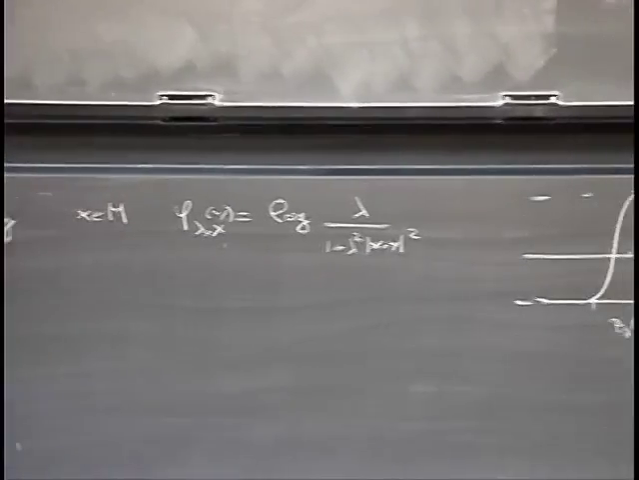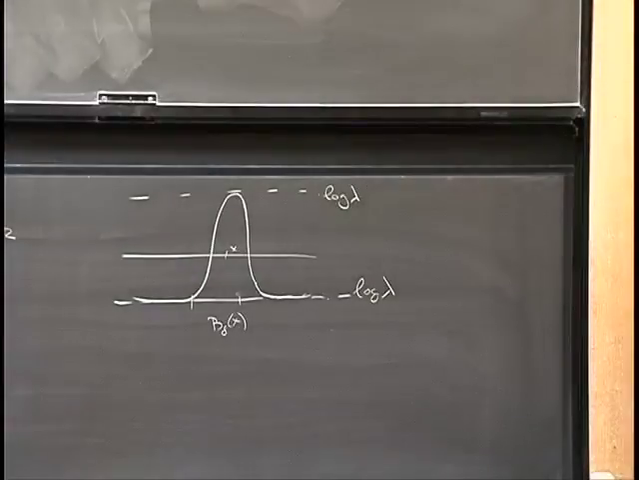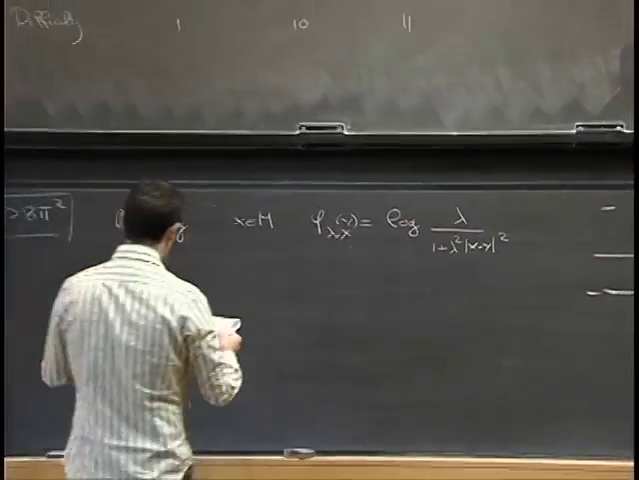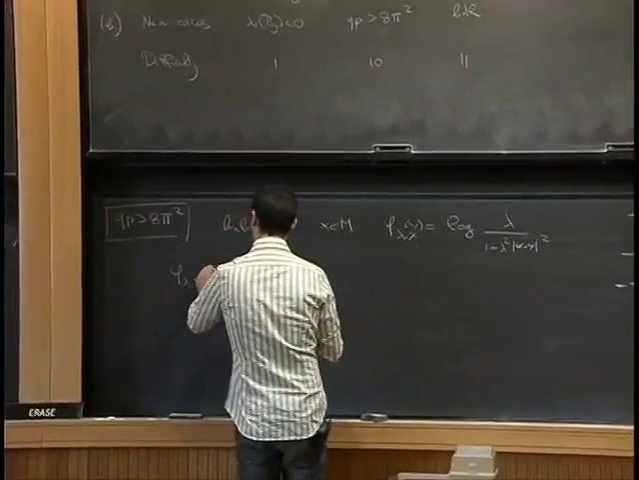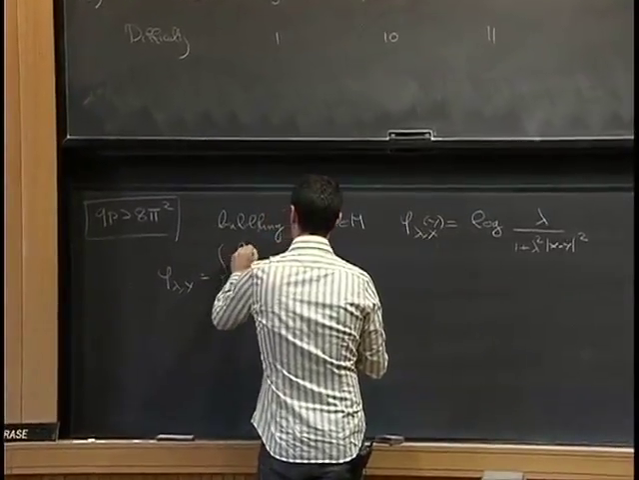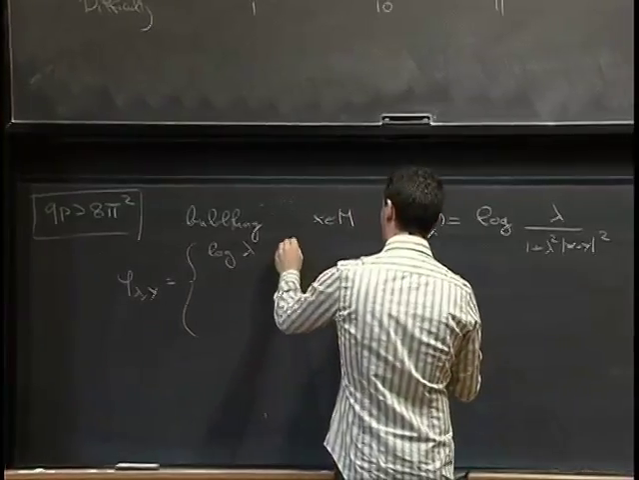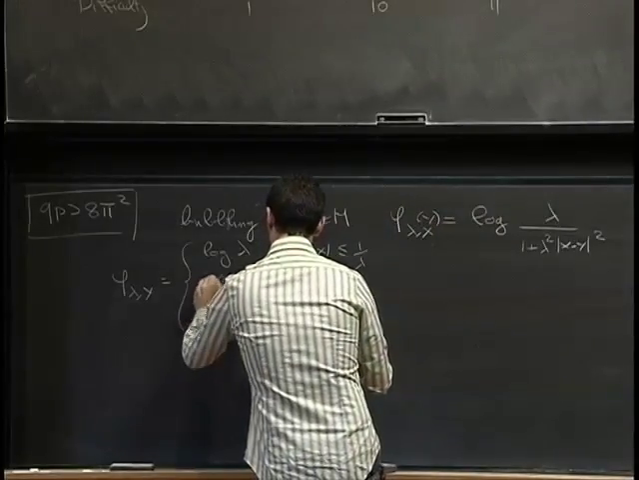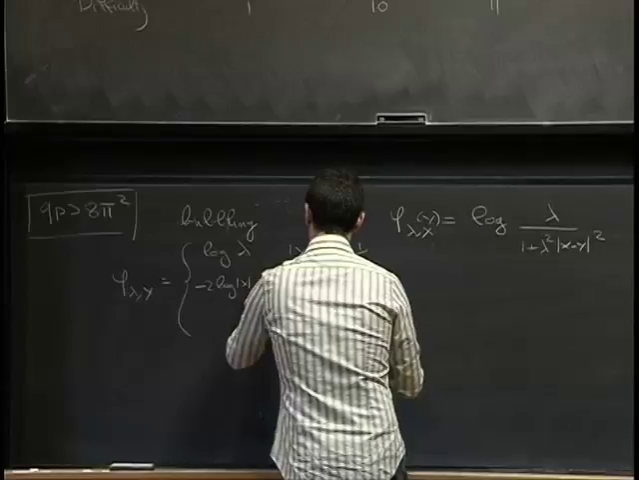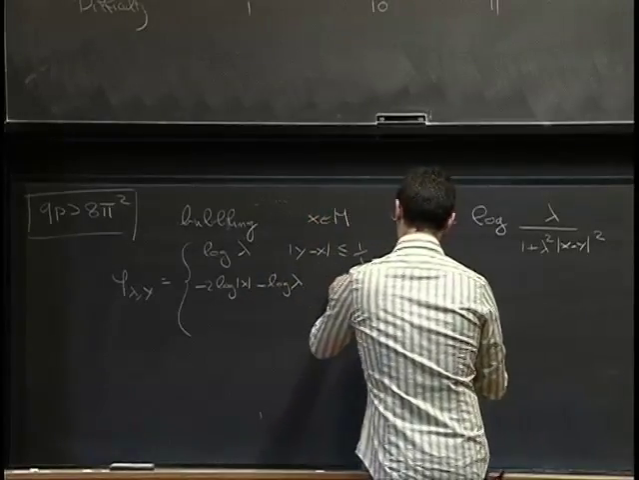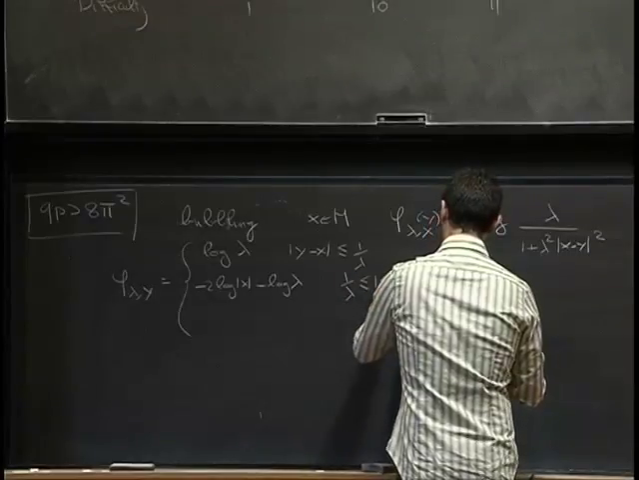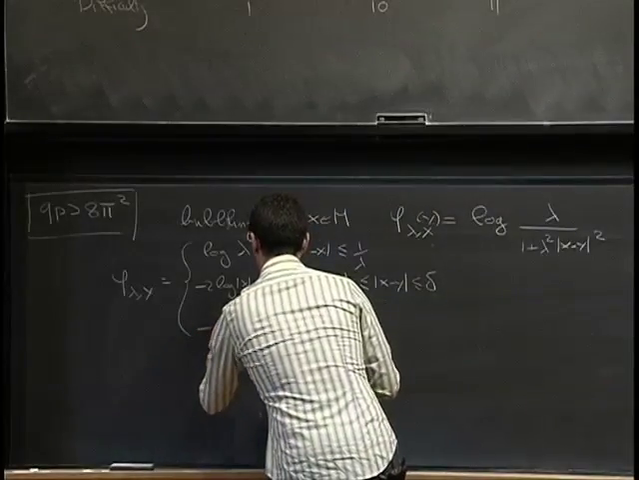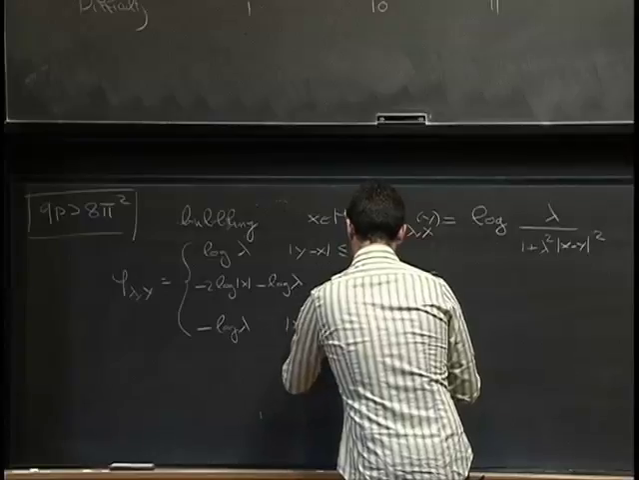Okay, and then when you want to compute the different terms in the functional, you can regard phi lambda x to behave in this way. Being close to log lambda for, say, |x minus y| bounded by 1 over lambda, minus 2 log of |x minus y| minus log lambda for 1 over lambda bounded by |x minus y| bounded by delta. So delta is a fixed constant. And minus log lambda for |x minus y| greater or equal than delta.